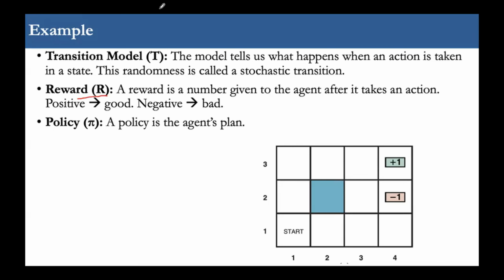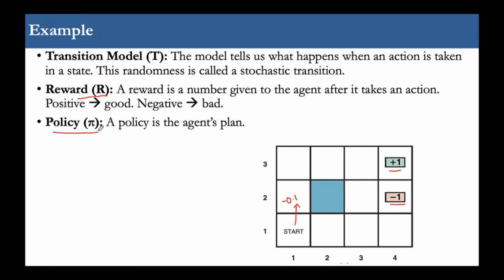So for example, in this case, +1 is the reward given to the agent when it reaches the goal state, and -1 is the reward given to the agent when it reaches the negative goal. And for example, if the agent moves from one cell to another cell, which is a non-goal state, then it gets a reward like, for example, -0.1.